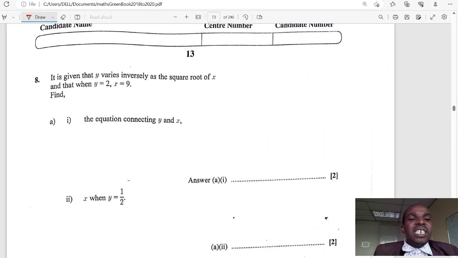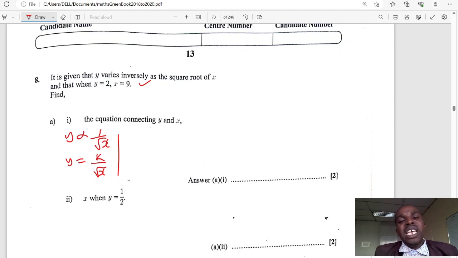Right, next question, number 8. It says, it is given that y varies inversely as the square root of x. So y varies inversely, it means 1 over the square root of x, and that when y is 2, x is 9. This one is variation. Introduce an equal sign and a constant, k in this case, that's my constant.